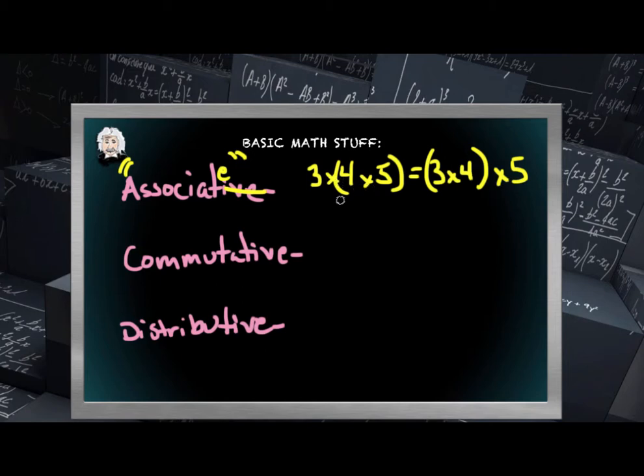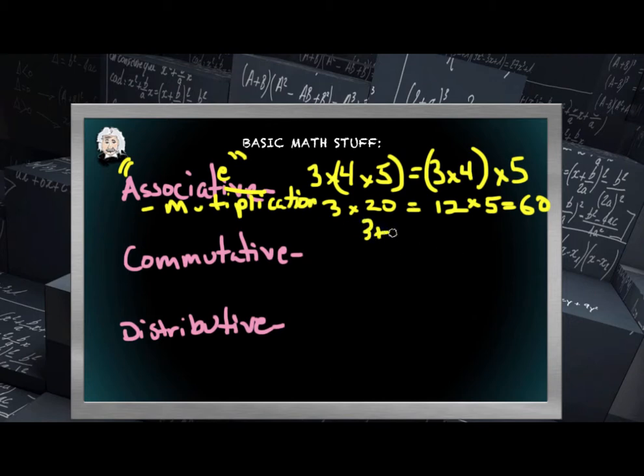3 times 20 equals the same as 12, working within the parentheses first, times 5. They both equal 60. So multiplication follows the associative property. Likewise, addition. 3 plus 4 plus 5 would be 9 equals 3 plus 4, 7 plus 5. They both equal 12. So addition follows the associative property, and that's good. As I said, I like to associate with positive people that help add to and multiply that good feeling.